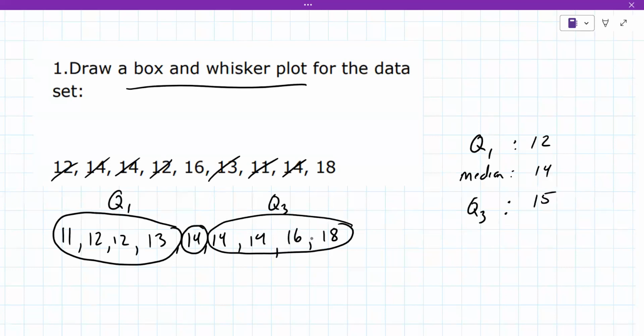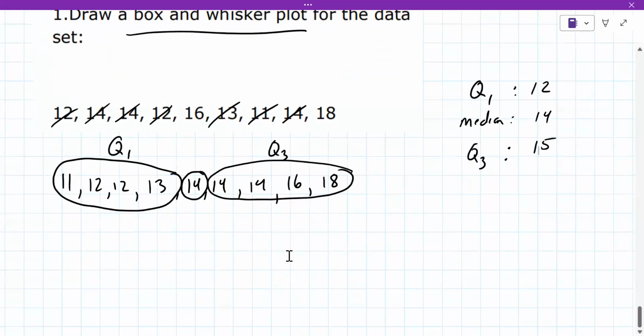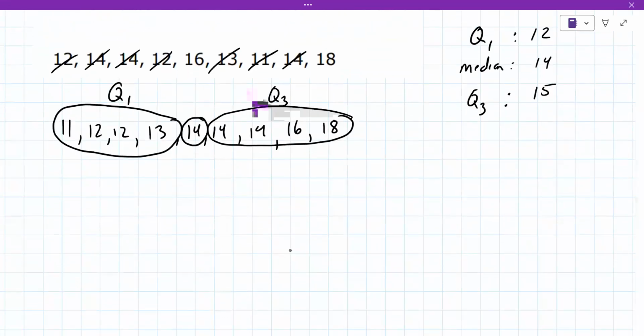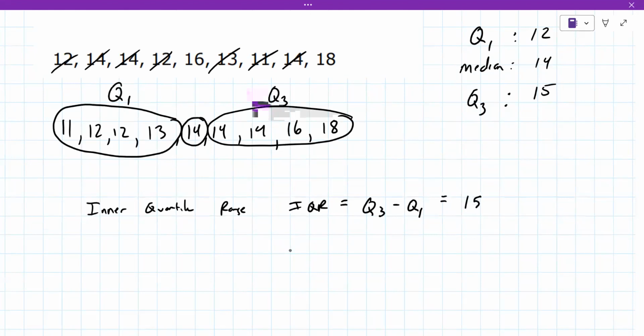Very good. Okay. Now, the next thing to do, and this is where it gets a little bit more complicated, is you have to find what's called the interquartile range. For short, we will call it IQR because I don't want to write it, and I doubt you do either. IQR is Q3 minus Q1. 15 minus 12, which equals 3.